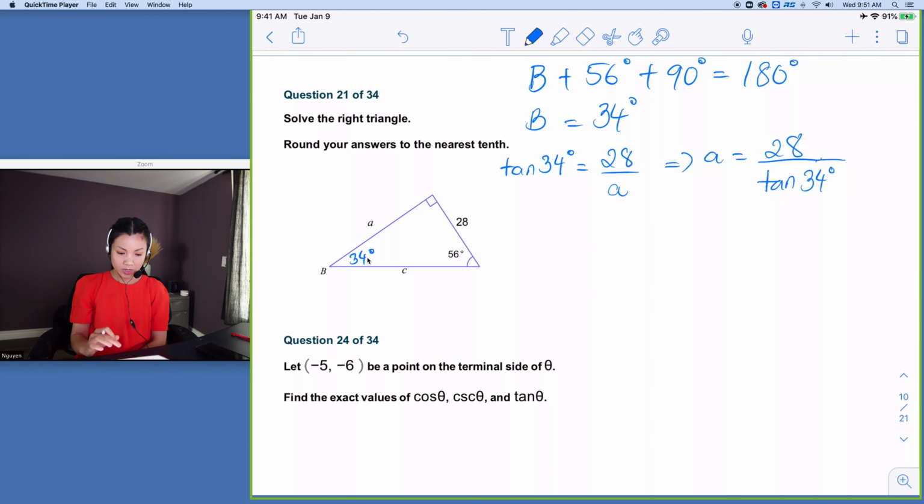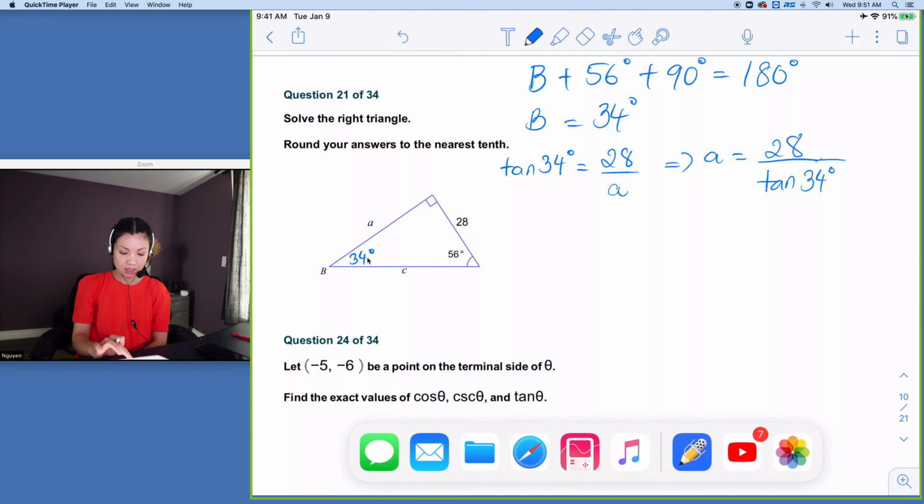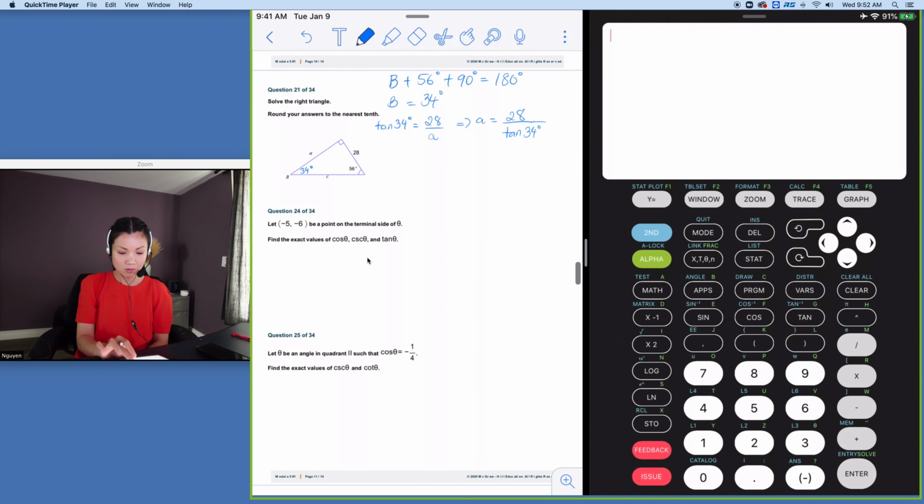Okay, so we have to use a calculator for that. So I'm going to take 28 divided by tangent. Oh, by the way, make sure your calculator is in degree. And you can tell, if you have some weird number, it doesn't look right. So 41.5. So A is 41.5.